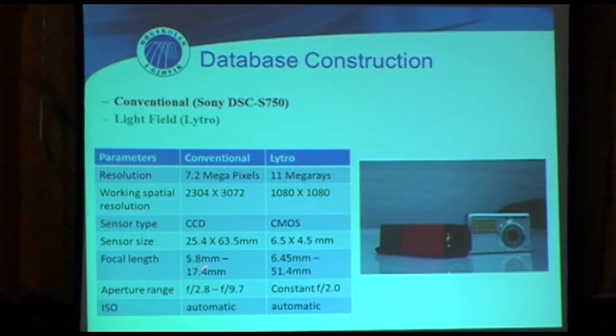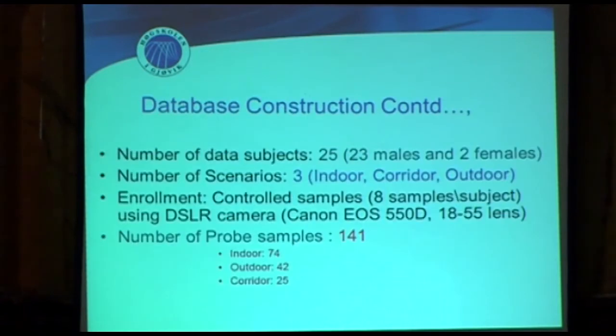And the second important observation is about the focal length, which is quite more in the case of Lytro. And the third is about the aperture range, which is more or less constant because we can obtain the synthetic aperture with light field cameras. So with this setup, we construct a new database. To this extent, we employed 25 subjects, out of which 23 are male and 2 are female. And we designed 3 scenarios. One corresponds to indoor, another corresponds to corridor, and the other corresponds to outdoor. In the case of the indoor scenario, we don't have any sunlight.